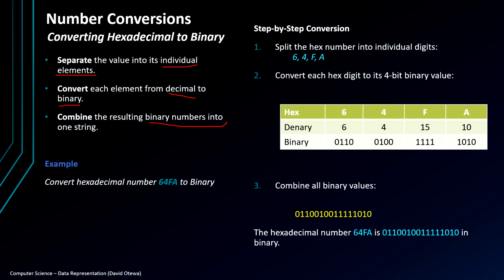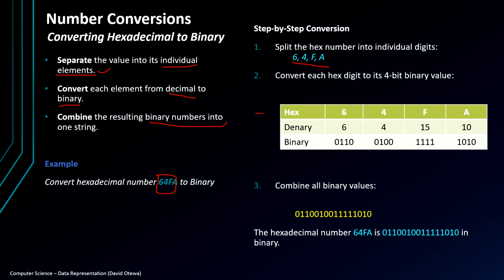For us to understand the steps well, we will do an example. We've been told to convert the hexadecimal number 64FA into binary. The first step is to separate the value into its individual elements. So we've separated it like this, 6, 4, F, A. That one we already finished. The second step is to convert each element from decimal to binary.